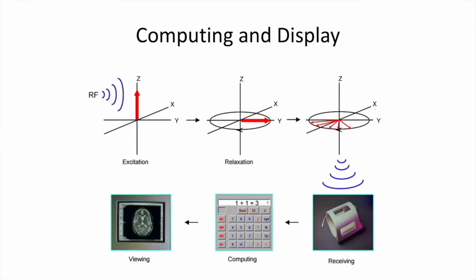And the last steps are computing and display, which consists of analog to digital conversion, Fourier transformation, and K-space filling. I am not going to explain these as they are beyond the scope of this talk. So, to summarize, the MR image we view on a display passes through these complex steps carrying image information.